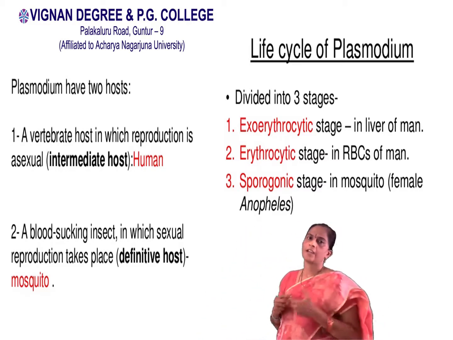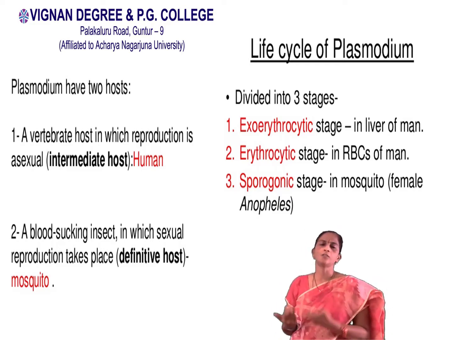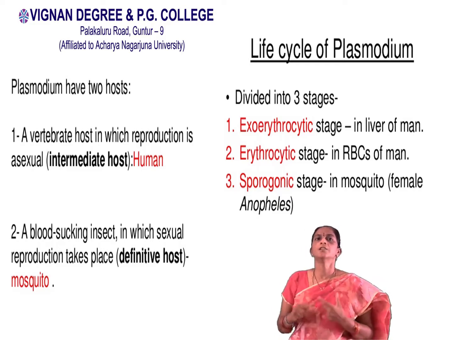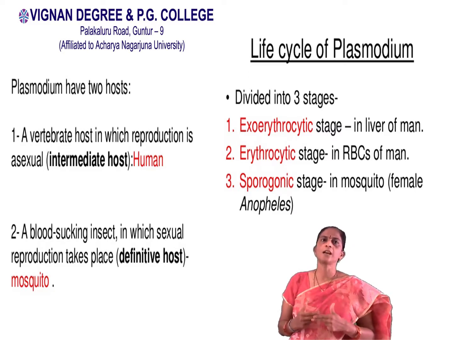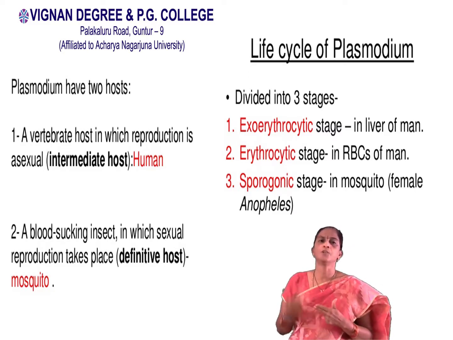So the infective way, how the person is going to be infected, is through the bite of an infected mosquito. So the organism enters into the human body through the mosquito bite.